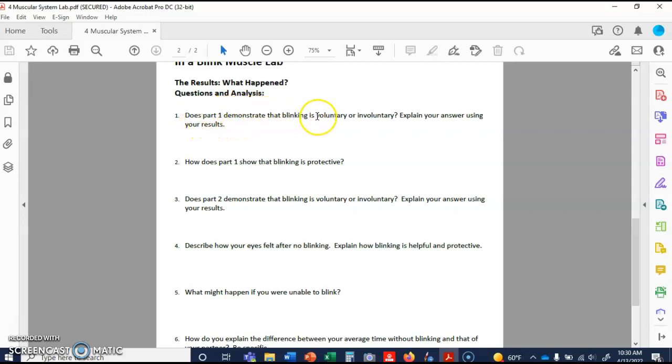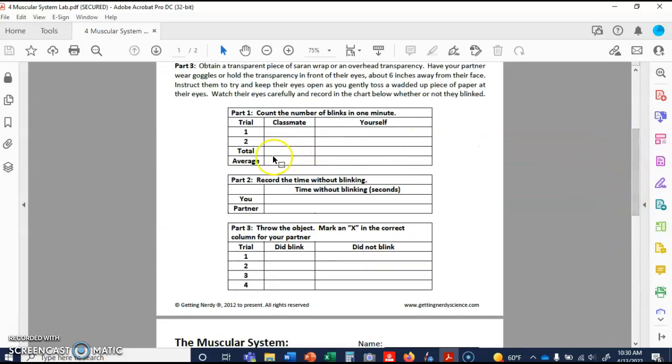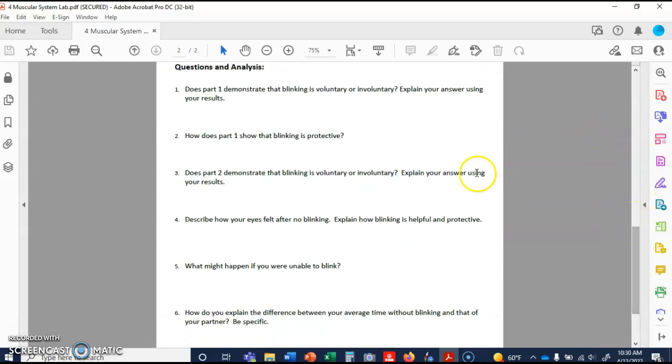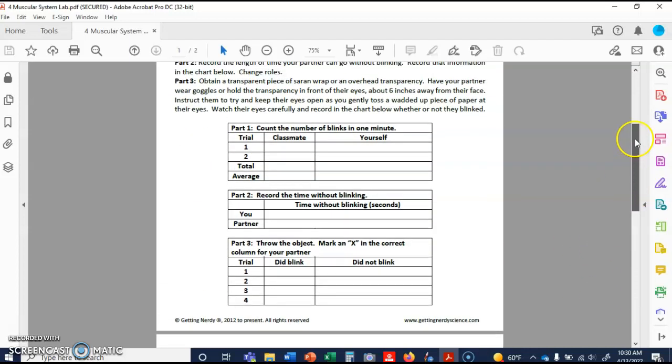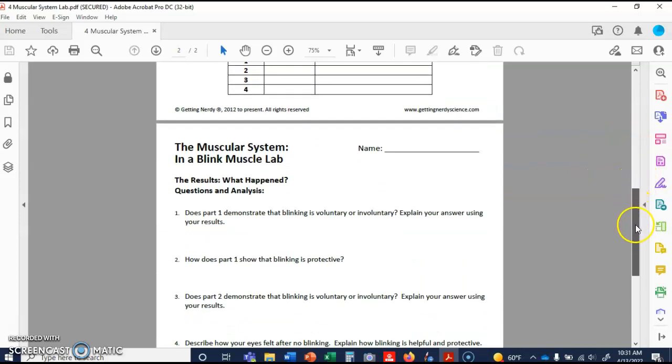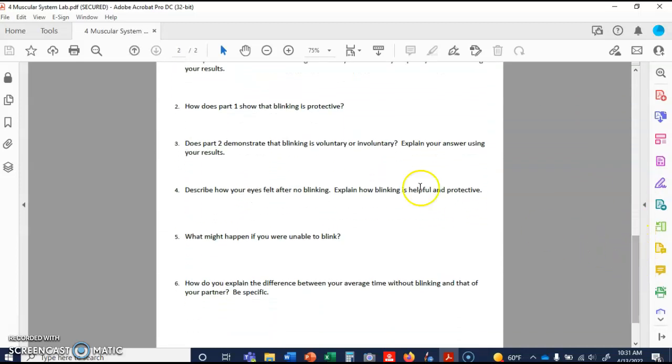Does part 1 demonstrate that blinking is voluntary or involuntary? So you choose one of these and then explain why you think that. Explain what the data tells you from part 1 if this is voluntary or involuntary. How does part 1 show that blinking is protective of your eye? So you can write that down. It really depends on how many times they blinked in part 1 while they were reading or doodling, whatever your activity is.